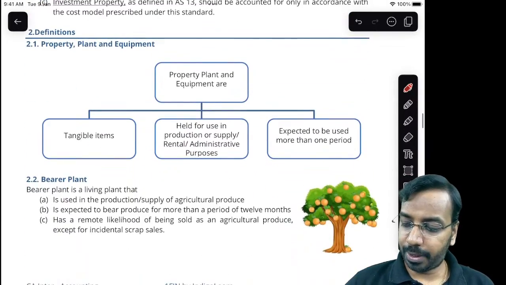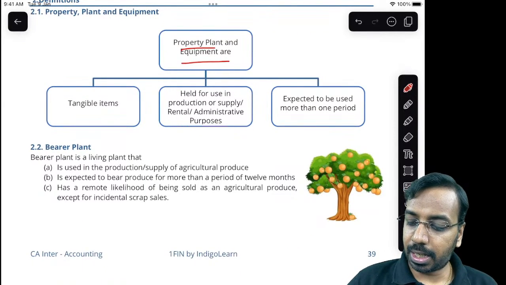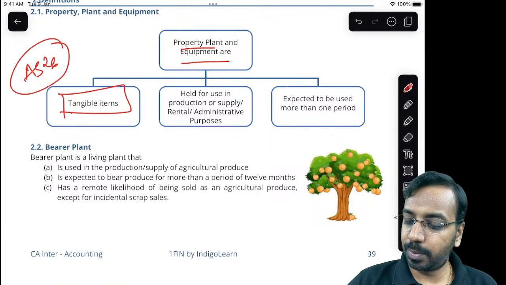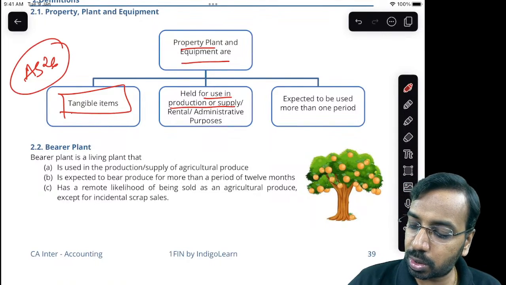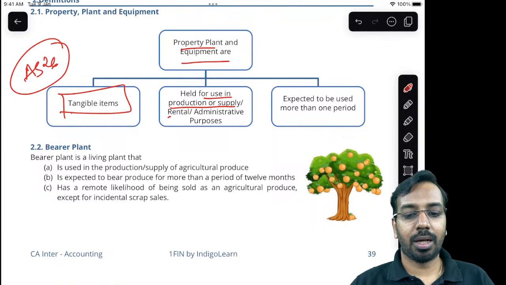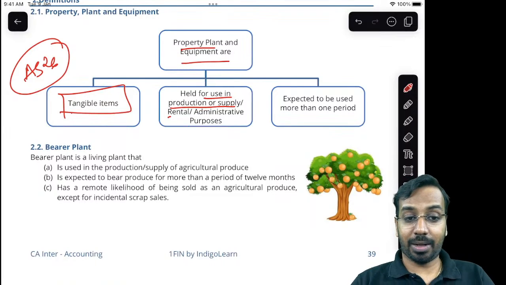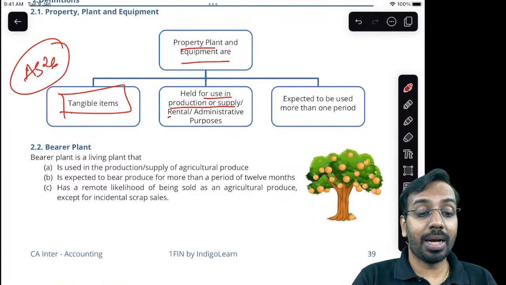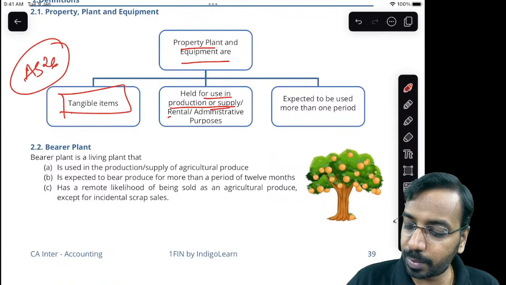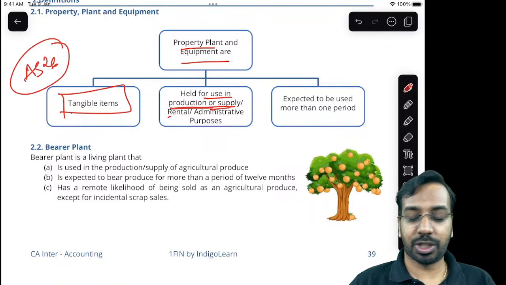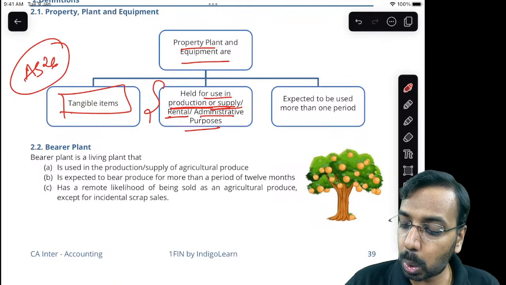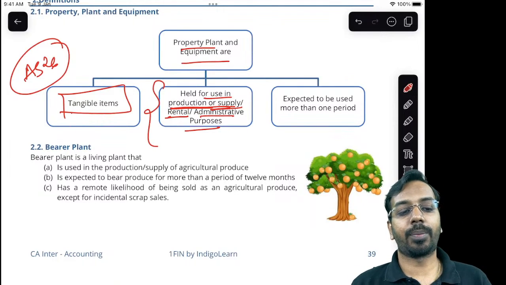Right. Now, what are property, plant and equipment? Property, plant and equipment are tangible items. For intangibles, we have a separate standard called AS26. Tangible items which are held for use in production or supply. If I am using a computer, for example, this computer that I am using to do this YouTube live, I am holding it for the purpose of my business. So if I am holding it for my business, for production of goods, my machineries, for supply of services, for rental purpose, for administrative purposes, all of these are called property, plant and equipment.